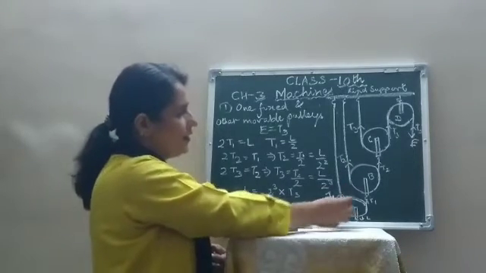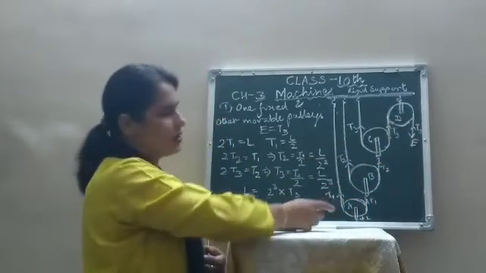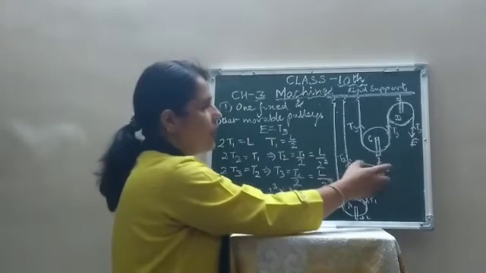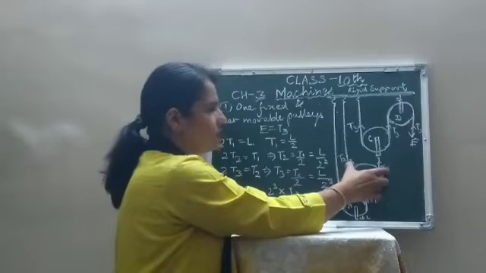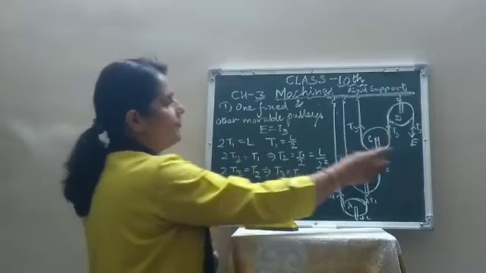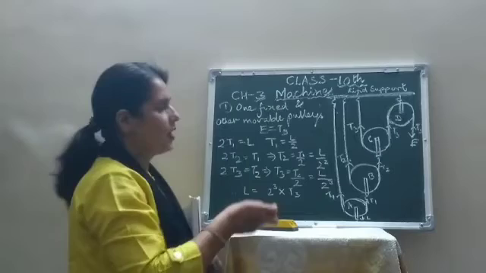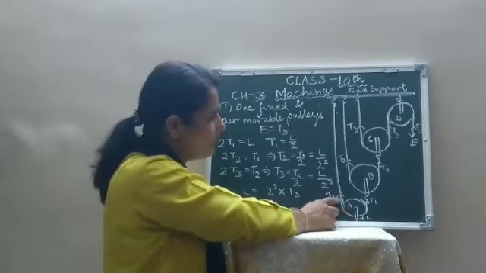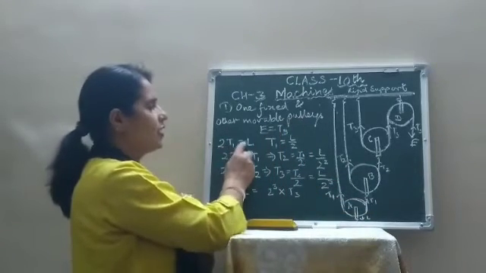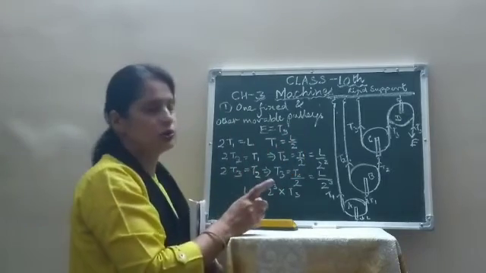So here tension forces are acting on each string of the pulleys. These tensions are taken to be T1 and T1, T2 and T2, both equal forces, T3, T3, and here also T3. So the effort E is balancing this tension force T3. Now the load is balanced by two tensions, T1 plus T1. That means 2T1 equals L. That means T1 equals L upon 2.